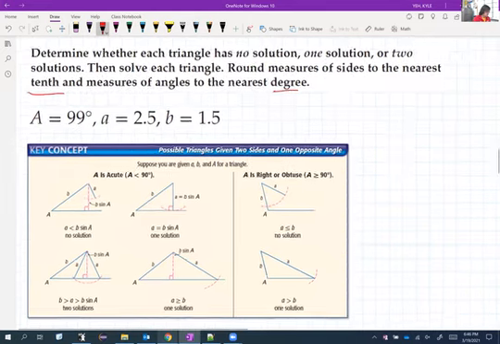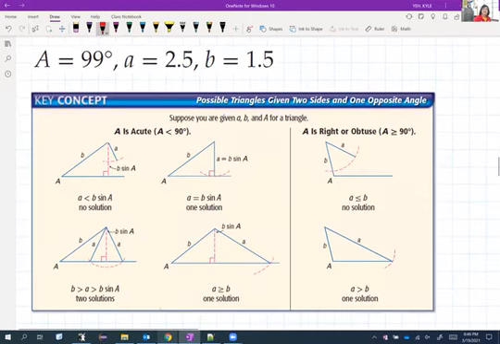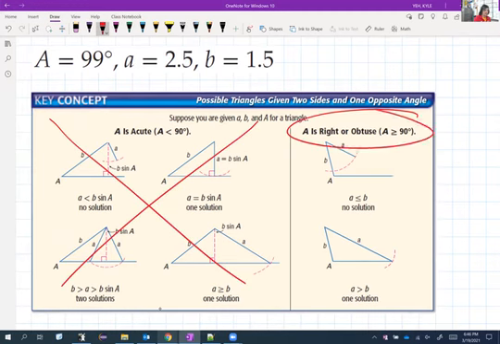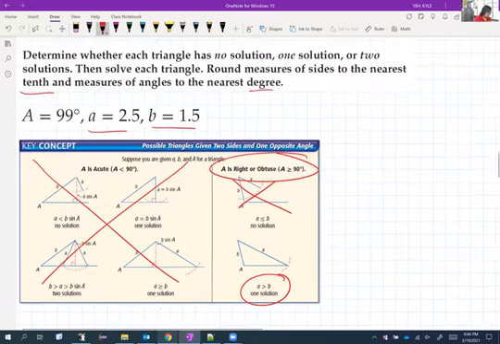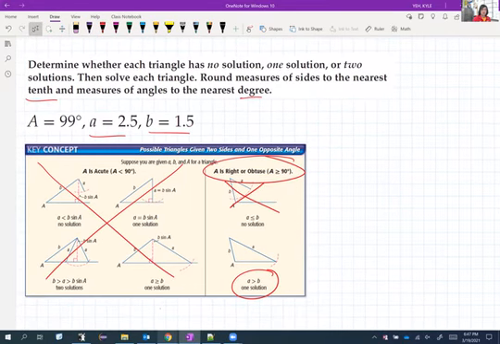So in this first one, angle A is 99 degrees. That tells me I'm looking over here because A is an obtuse angle. We're told A is 2.5, B is 1.5. So clearly, A is greater than B. One solution, one possible solution. So there's one solution to this triangle, and how do I find it?